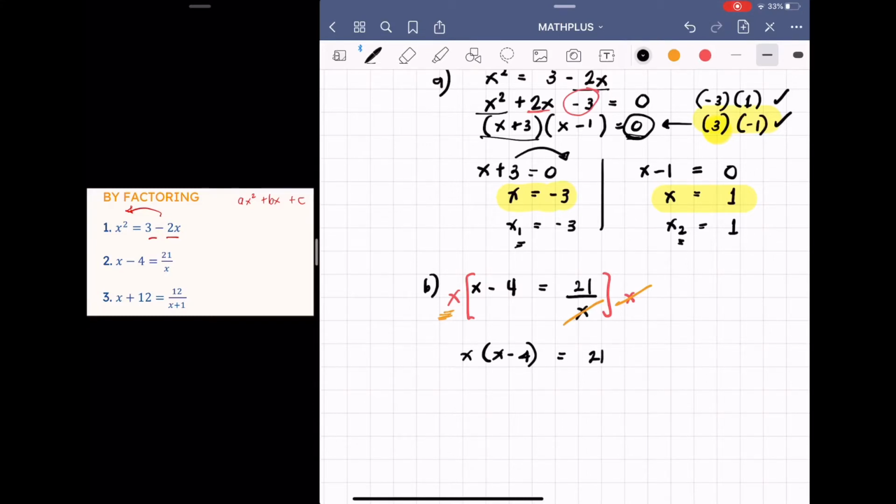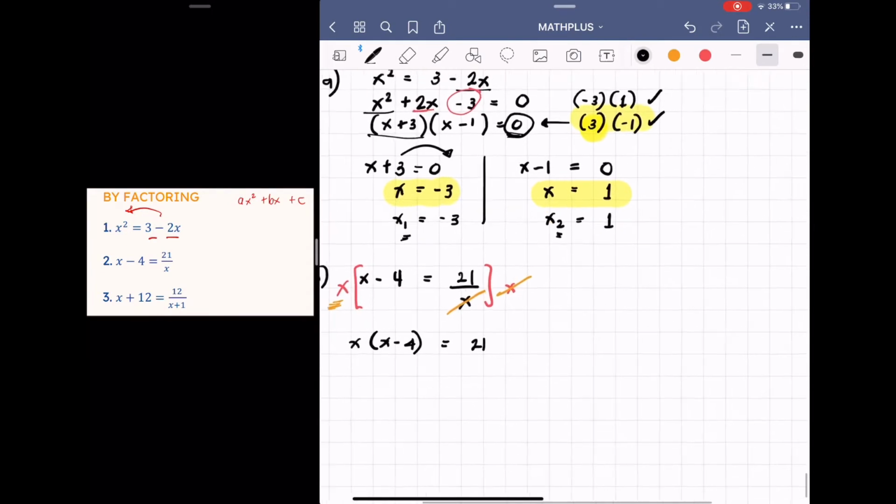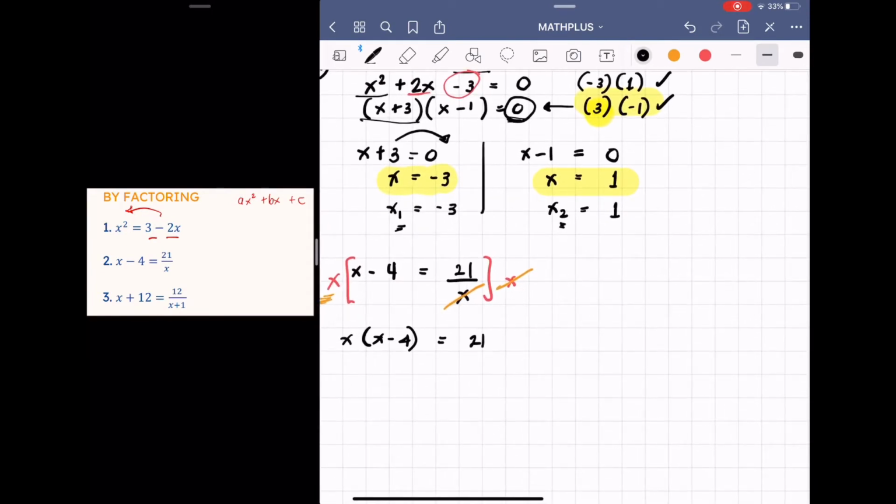And in this way, if you want your quadratic equation, what you do is you expand the left side. By distribution, you get x squared minus 4x equivalent to 21. If it asks for the quadratic equation, that would be x squared minus 4x, and you transpose 21 to the left, so that's minus 21, equated to 0. This gives you the general form.